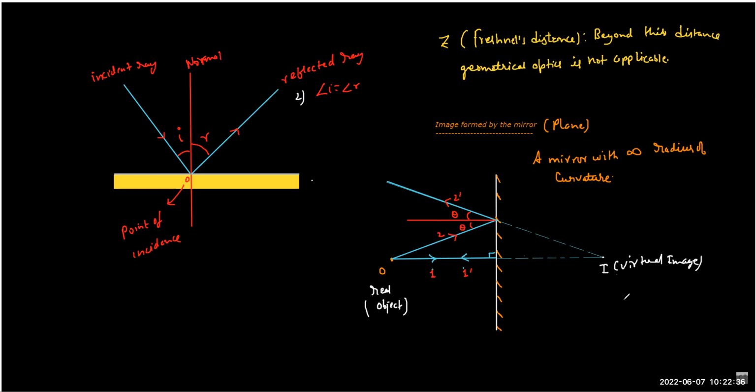So plane mirror will form a virtual image for which object? Real object. Understood? So plane mirror forms the virtual image for the real object. And because of the reflection property, you can say this is also theta, like corresponding angle. This is theta, which is alternate angle.